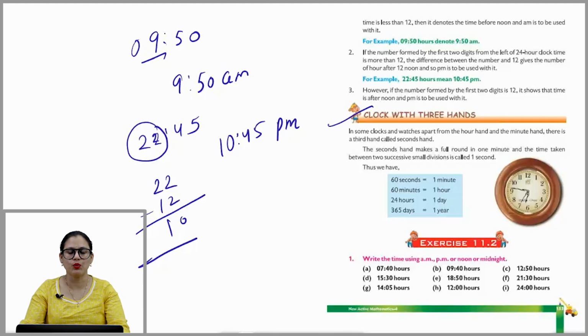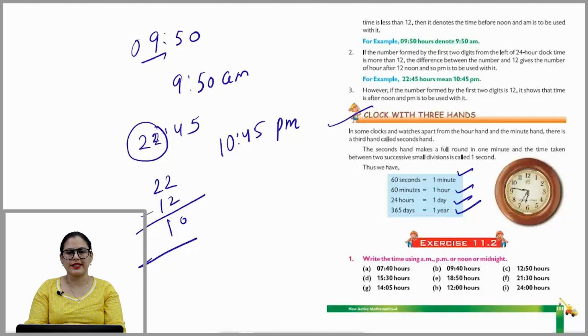In some clocks and watches, apart from the hour hand and the minute hand, there is a third hand called the seconds hand. The second hand makes a full round in 1 minute, and the time taken between two successive small divisions is called 1 second. Thus, we have 60 seconds equals 1 minute, 60 minutes equals 1 hour, 24 hours equals 1 day, and 365 days equals 1 year.